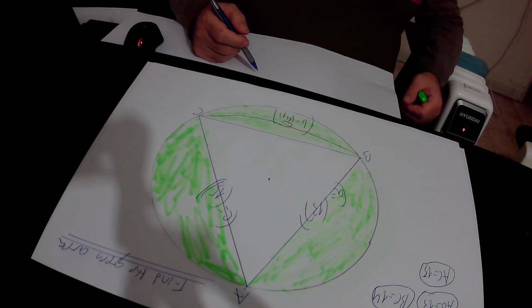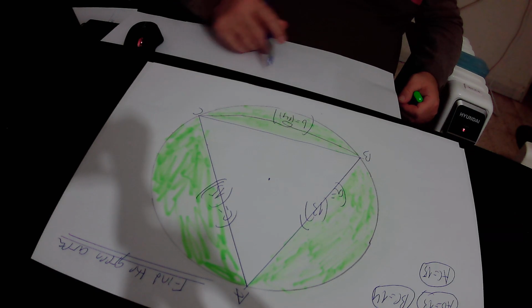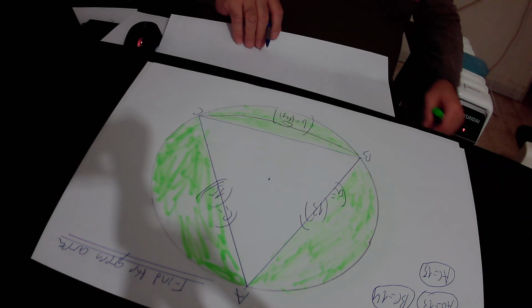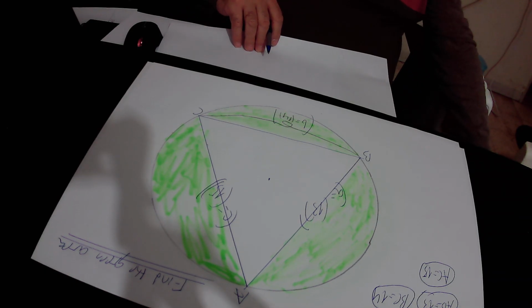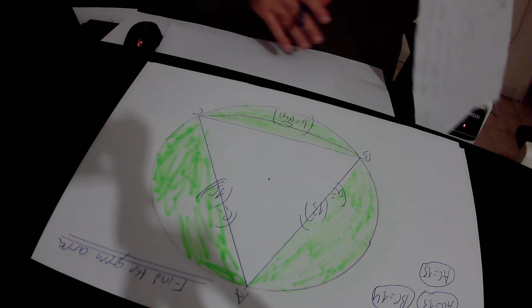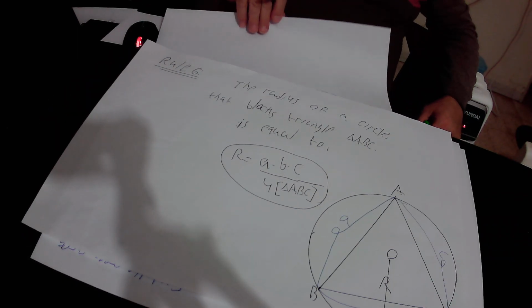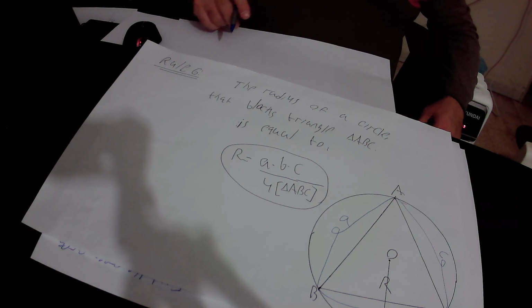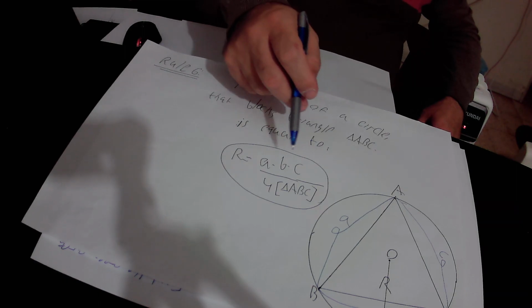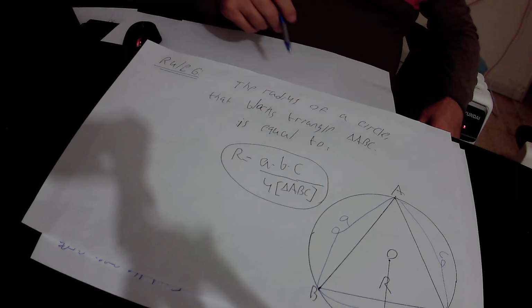So in the next step, I will present a new rule, rule number 6, and we will implement it in our drawing. According to rule number 6, the radius of a circle that blocks triangle ABC equals R equals A times B times C over 4 times the area of triangle ABC.